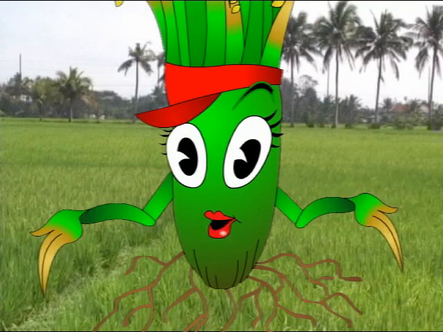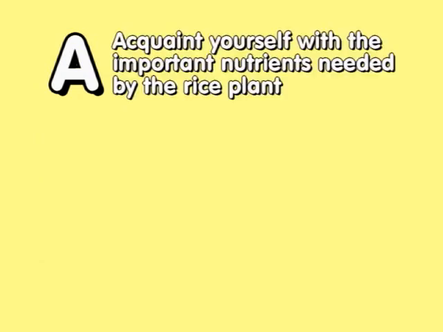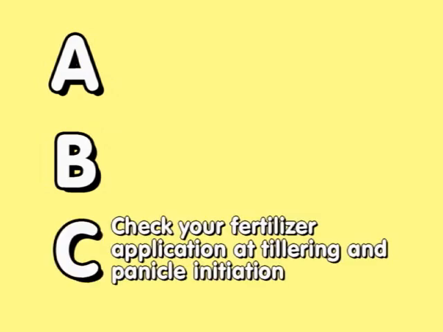See, I told you, proper nutrition for healthy rice plants is simple as ABC. Just always remember, A. Acquaint yourself with the important nutrients needed by the rice plant. B. Become familiar with the critical growth stages of the rice plant. C. Check your fertilizer application at tillering and panicle initiation.